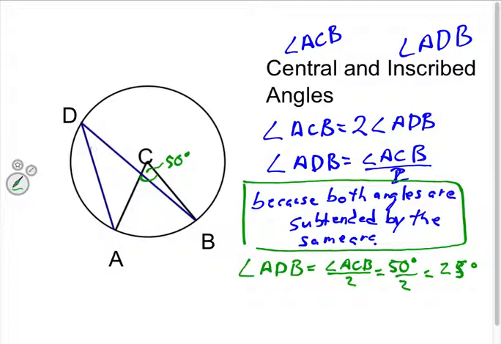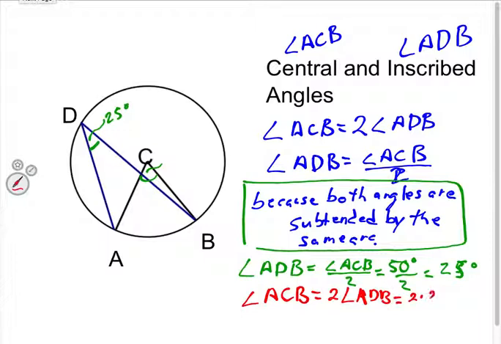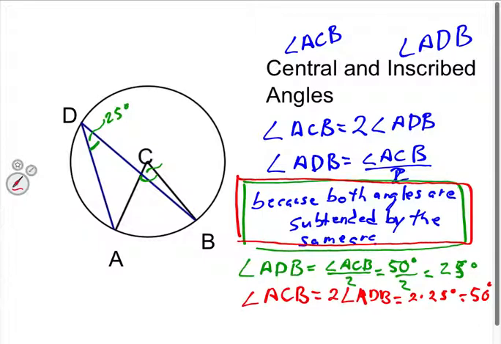Had I already known angle ADB was 25, and assumed I didn't know angle ACB, then I would just say angle ACB is equal to 2 times angle ADB, the inscribed angle, which is equal to 2 times 25 degrees, which equals 50 degrees, because both angles are subtended by the same arc.